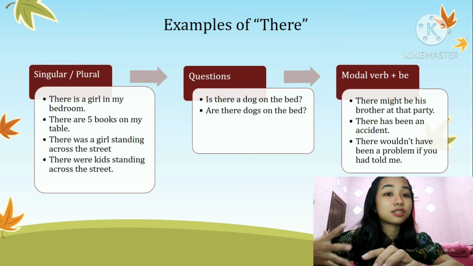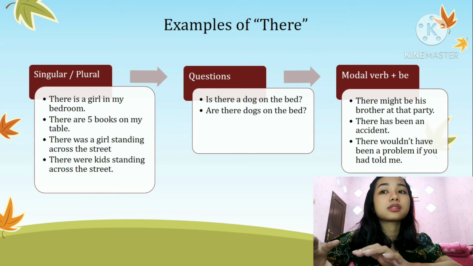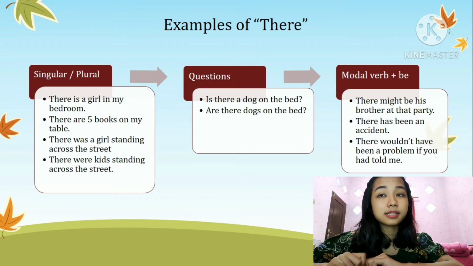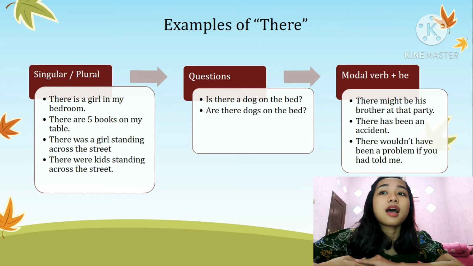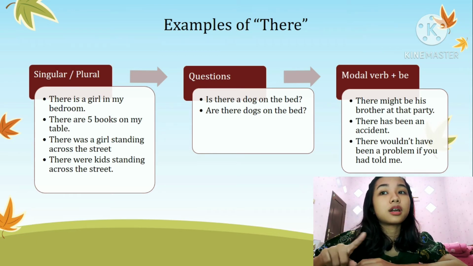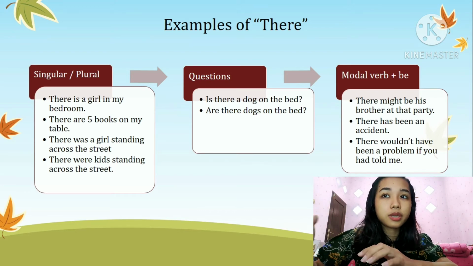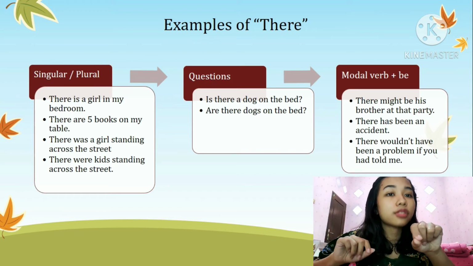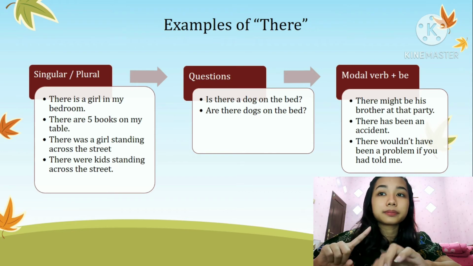Now let's move on to the second column. There are 2 examples of questions. The first one is, is there a dog on the bed? And the second, are there dogs on the bed? Now let us see the to be that are used in those questions. The to be are "is" and "are", which means it refers to something in the present.